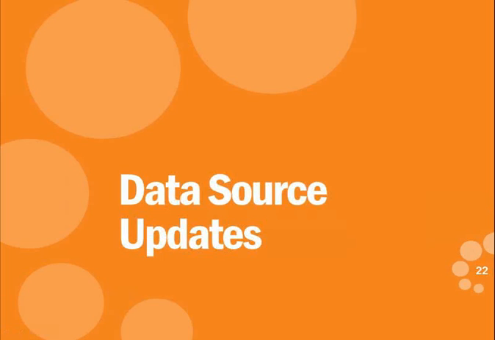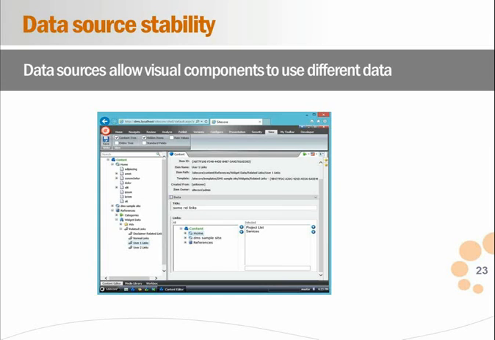There's also been some updates in data sources. So just very quickly, what is a data source? A data source allows a component on a page to use a different piece of data than what the user requested. Let's say I have an article page. In the sidebar, I want to display a promotional ad. I might want to personalize that promotional ad as well using DMS.